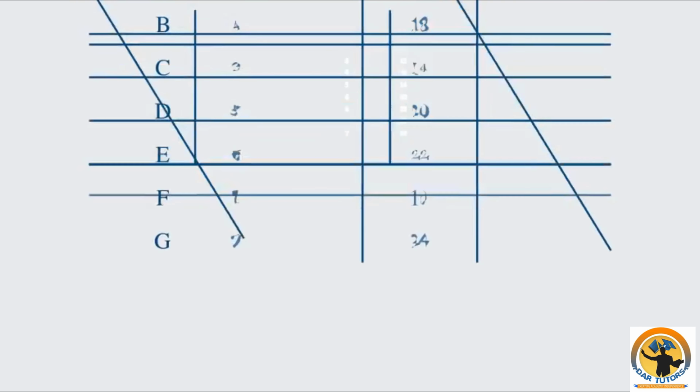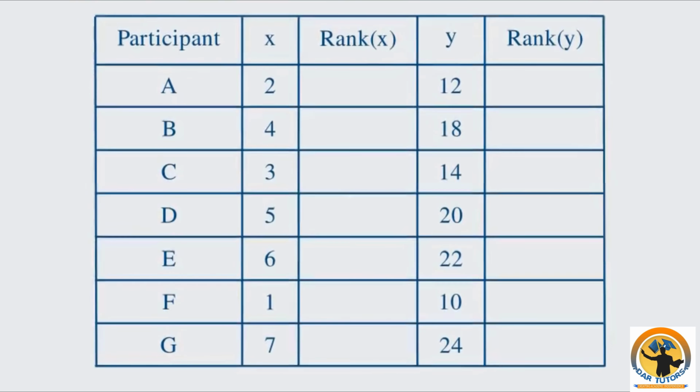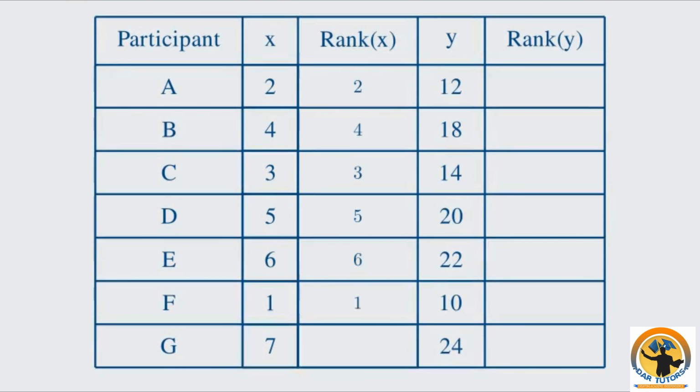We'll assign the rank of 1 to the smallest value and the highest rank to the largest value. For the exercise data, the smallest value is 1, so it gets a rank of 1. The next smallest is 2, getting rank 2, and the largest is 7, getting rank 7. We do the same for the test scores. The smallest score is 10, rank 1, and the largest is 4, rank 7.